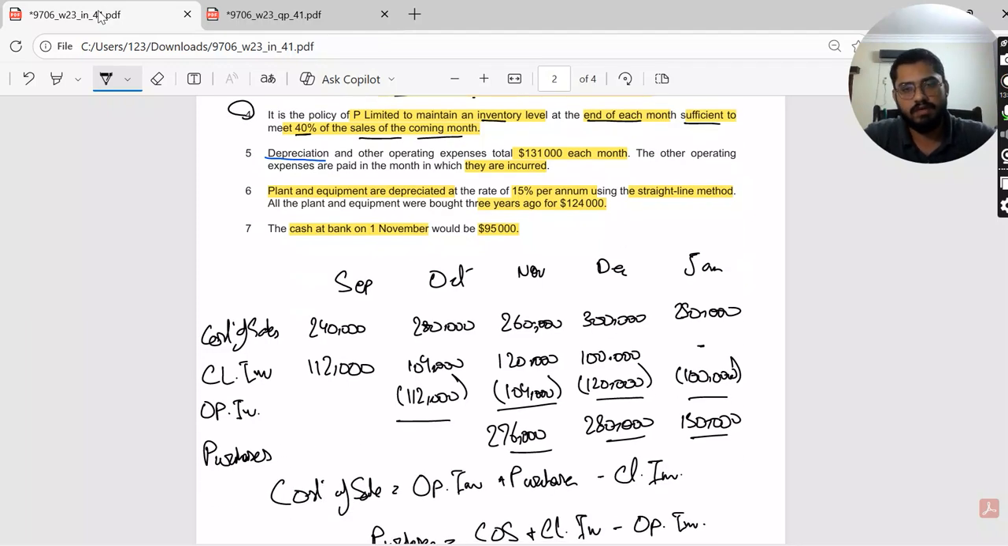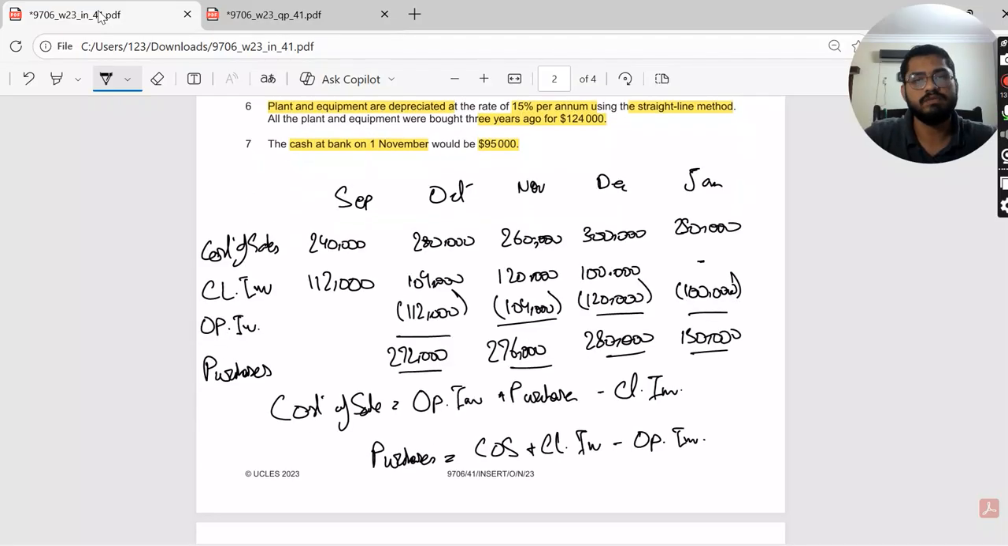Okay, so let's calculate the purchase for the month of October as well. We have 280 plus 104 minus 112. So this comes up to 272,000.